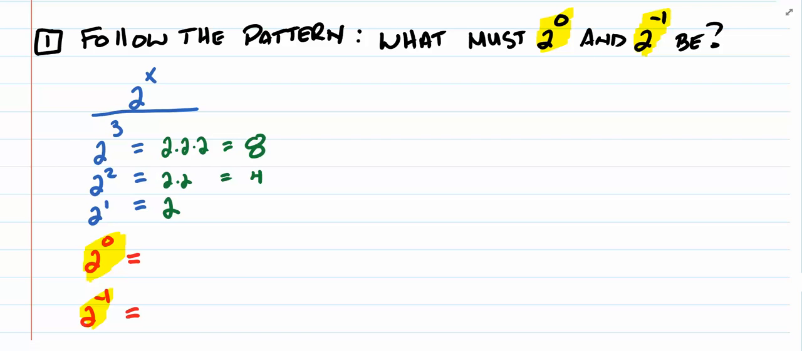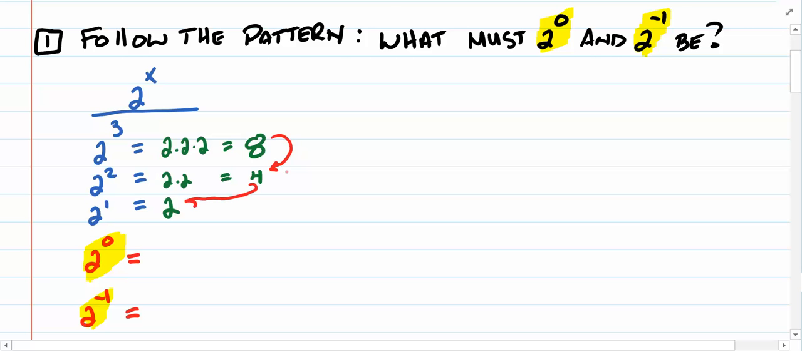So right now, do we see a pattern? How do I go from the number 8 to the number 4? How do I go from the number 4 to the number 2? Well, to get from 8 to 4, hopefully you see that we just divide by the number 2. To get from 4 to 2, again, we divide by the number 2.